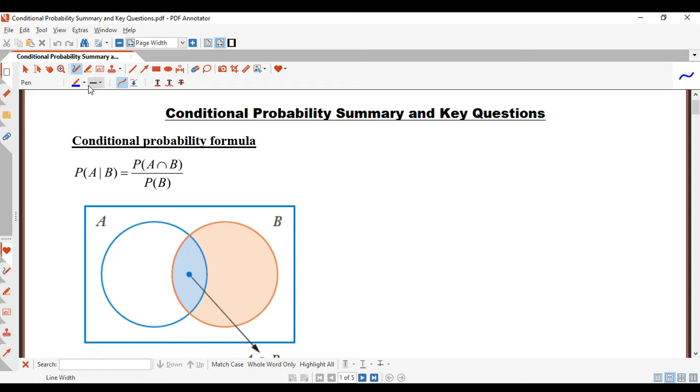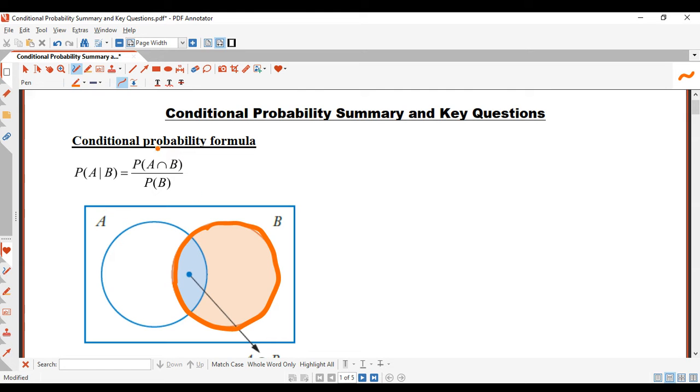Now, let's think about what this is saying, so we've got a proper understanding. Let's change to a thicker pen, and change to orange. So the probability that B has occurred means we're looking just at the B circle. Given that B has occurred, what is the probability of A occurring?